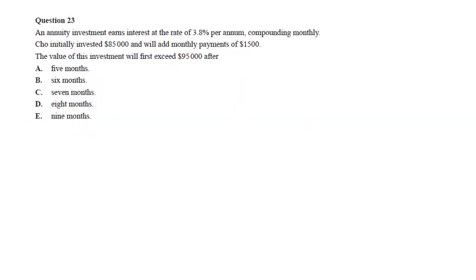Okay, so here's another suck it and see kind of problem, to be honest. We've got interest of 3.8 per annum compounded monthly. Cho has started with 85,000. They've added monthly payments of 1,500, and they want to know when it first exceeds 95,000.